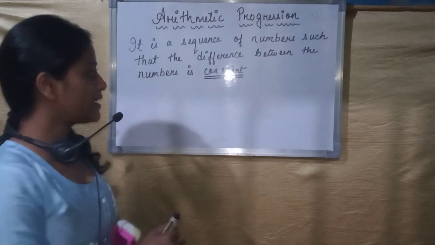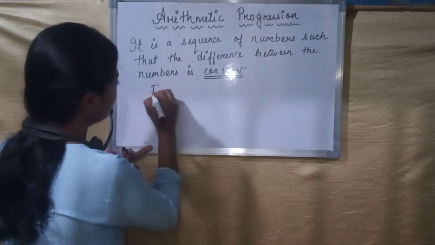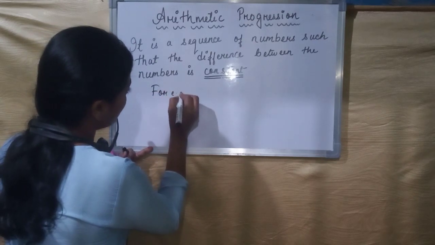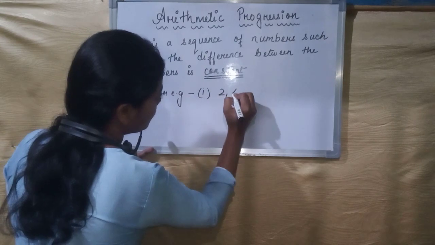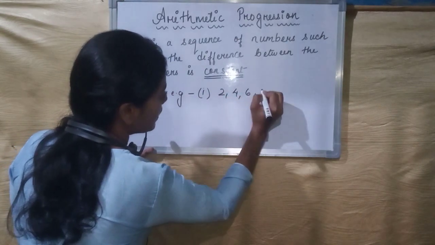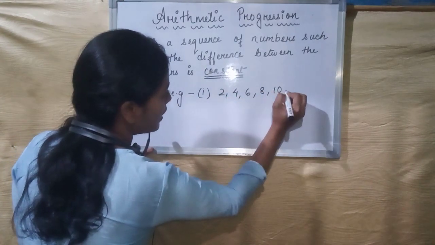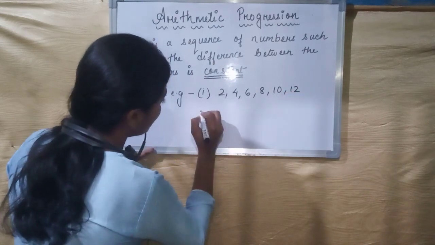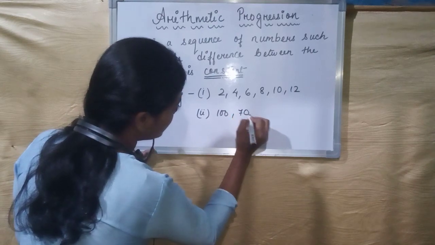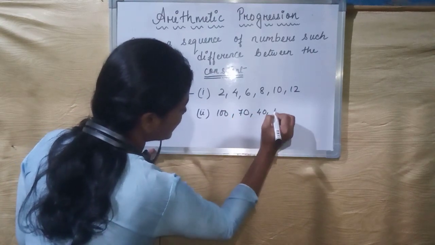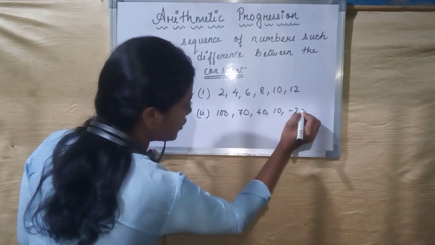For example, I take an example: 2, 4, 6, 8, 10, 12. Another example I am taking: 100, 70, 40, 10, minus 20.